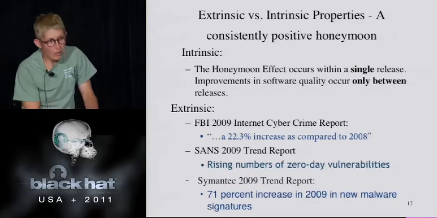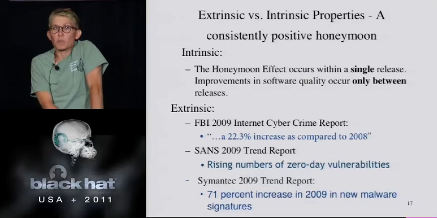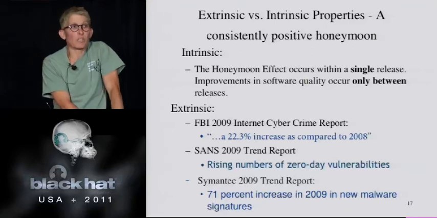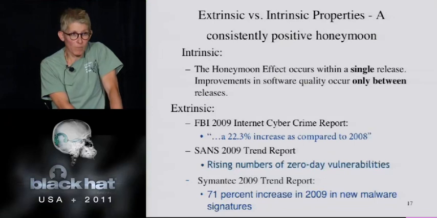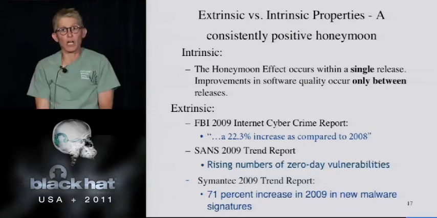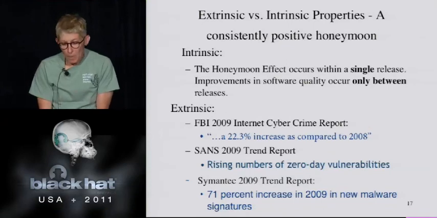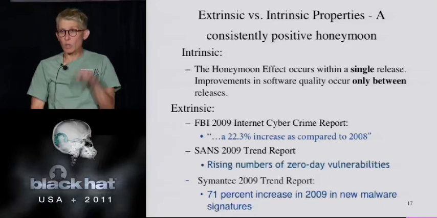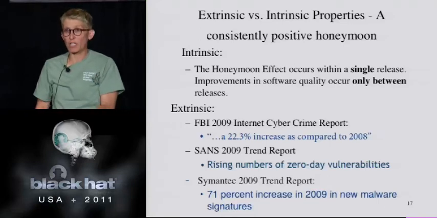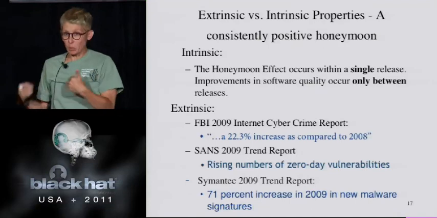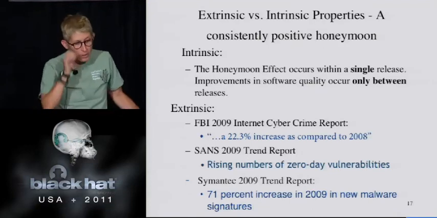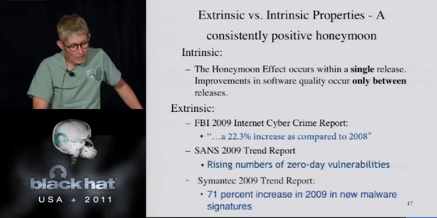And what we figured out is that it's a difference between extrinsic and intrinsic properties. Intrinsic properties are those things that the developers and the programmers can control. What programming language they use, their initial design of the software. But because of the way that we analyze the data, we were looking at vulnerabilities only within a single release, and each release independent from another. If there are going to be improvements in software quality, they happen between releases, not in the middle of it. So this has to be something that's extrinsic.